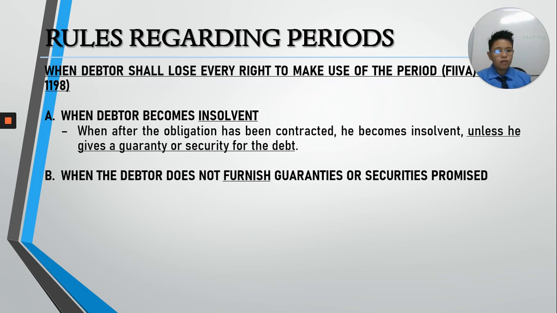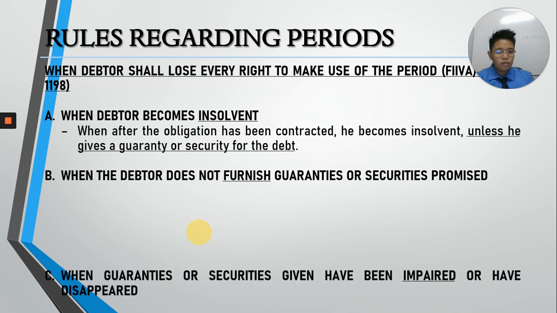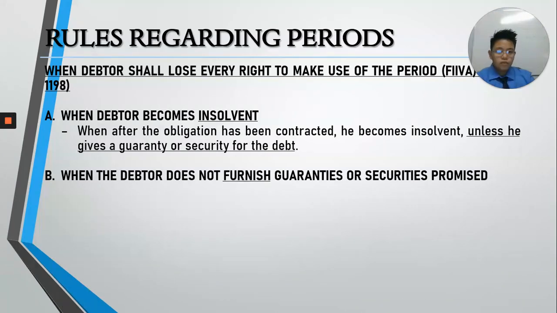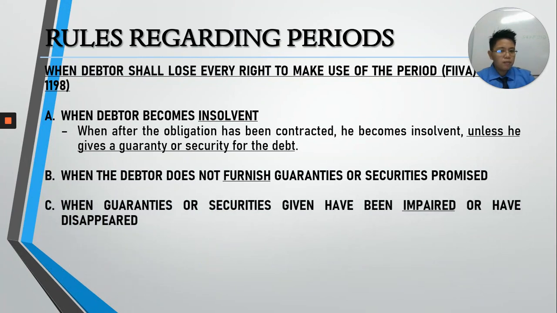What else? The debtor does not furnish guarantees or securities promised. So, nag-promise siya na isasangla niya yung lupa niya to secure the obligation. Kung hindi niya provide yung lupa na sinasangla niya as a guarantee or a security for the payment of the obligation, the debtor will lose the right to a period. So, number 3, remember, when guarantees or securities given have been impaired or have disappeared through a fortuitous event.